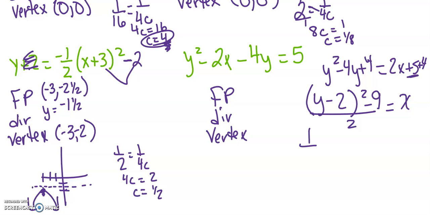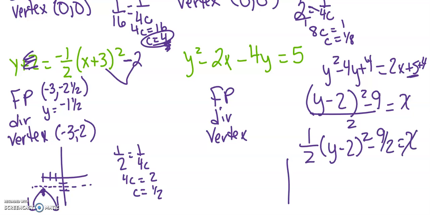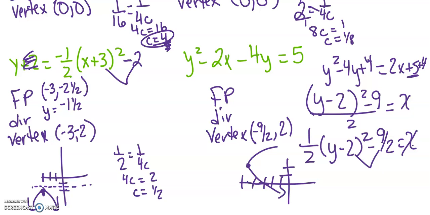All right, so we have 1/2 as our a: x equals 1/2 times (y minus 2) squared minus 9/2. All right, so our parabola opens on the x and it's positive. Our vertex is at -9/2, and that's -4.5, and 2. So (-4.5, 2). And it is opening on the x and it's positive, so it's got to open this way.